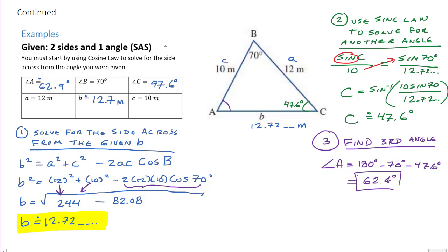We solved the first one. So that's a side angle side. The nice thing with side angle side, you have no choice. You have to solve for the side across from the angle you're given. And you can't use sine law, so you're stuck. There's no choice. All right, so let's look at the next scenario here.